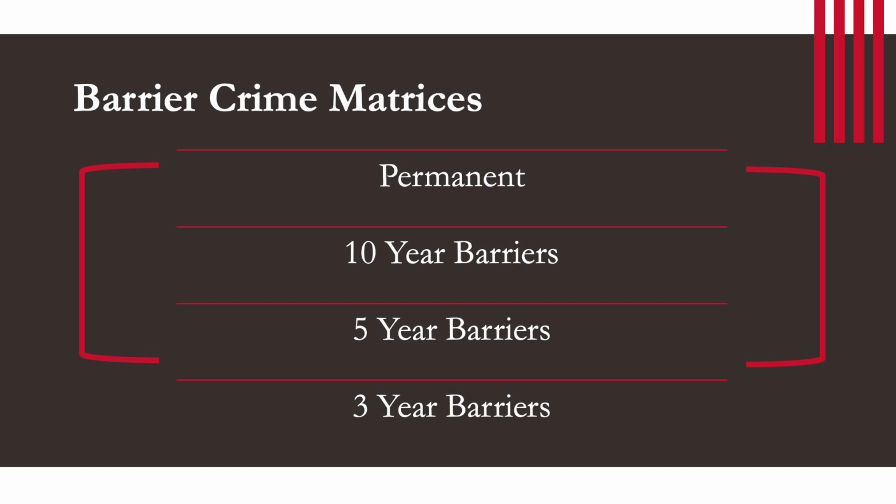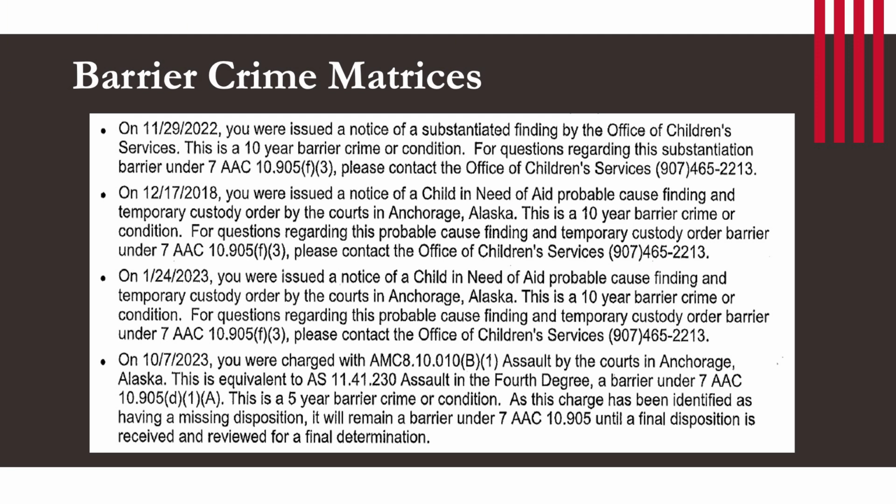And finally, we have 3-year barriers. This means that a barrier crime or condition will remain on an individual's background check for 3 years from the date of disposition or the conviction date. Barrier crime matrices continued. This slide is a demonstration of how barrier crime matrices operate. This is a screenshot taken from a Notice of Barring Conditions, which is the notice that the state of Alaska sends out once a background check has been completed for an individual who applied for employment with a covered entity or an employer who is subject to this program.